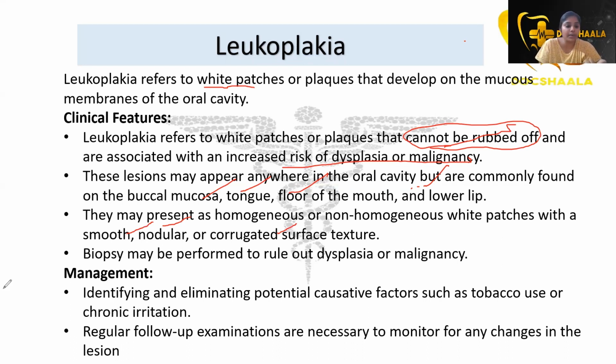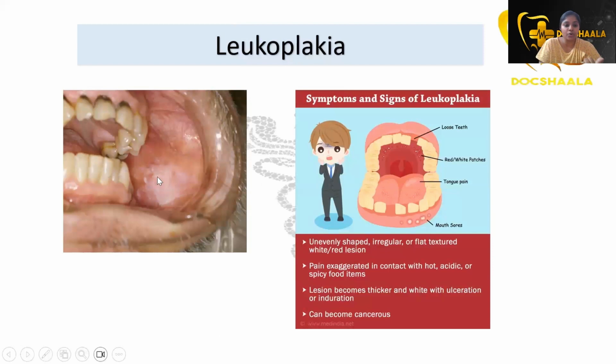So regular follow-up and proper care is required for leukoplakia. You can see the white patches; these are the white patches we can see in leukoplakia. The signs and symptoms are loose teeth, red and white patches, tongue pain, and mouth sores. So these are the important signs and symptoms around leukoplakia.